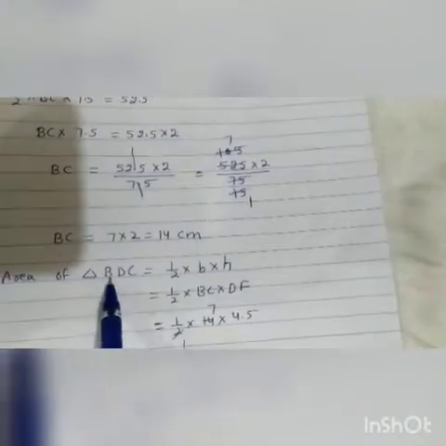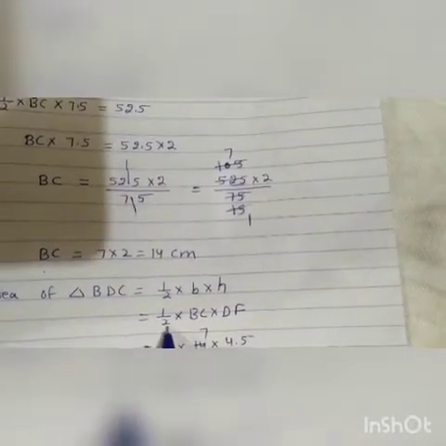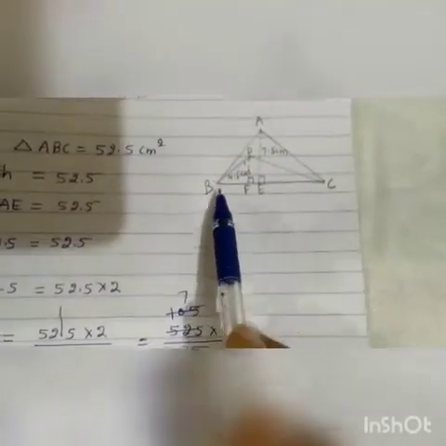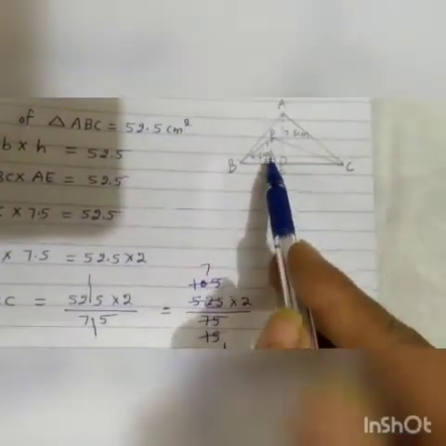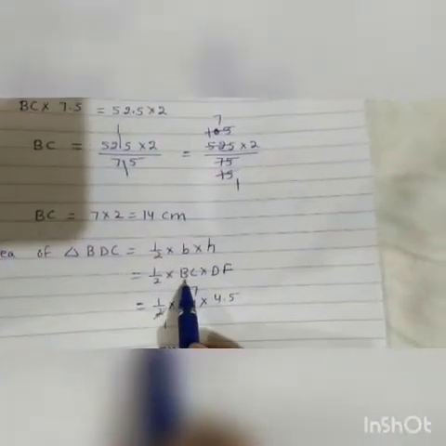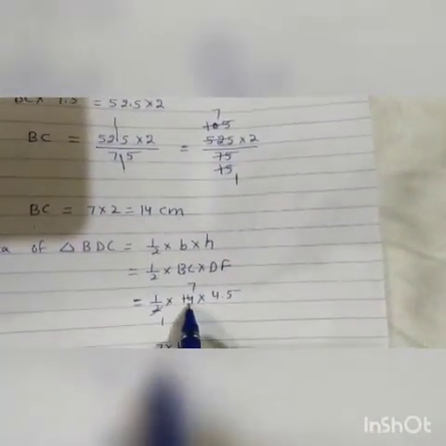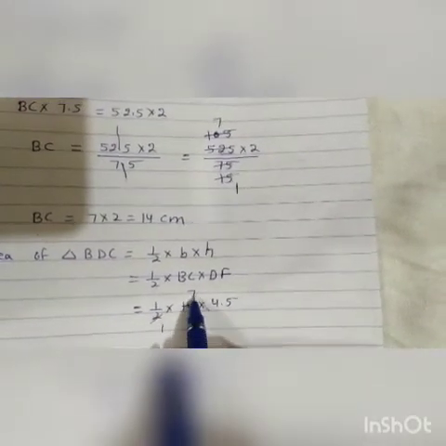So area of triangle BDC is equal to 1/2 base into height. 1/2 base is BC, here we have written BC, and height is DF. Here it is DF. So 1/2 BC we have found out is 14 centimeter here. DF is given 4.5. 2 1s are 2, 2 7s are 14.